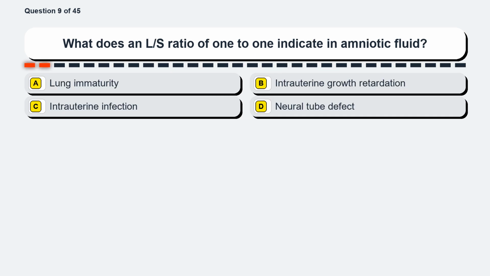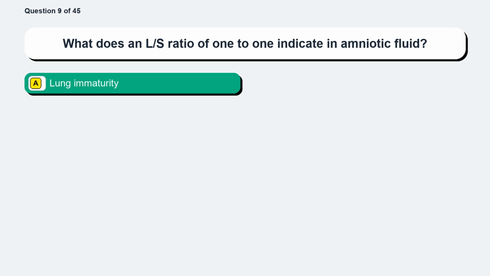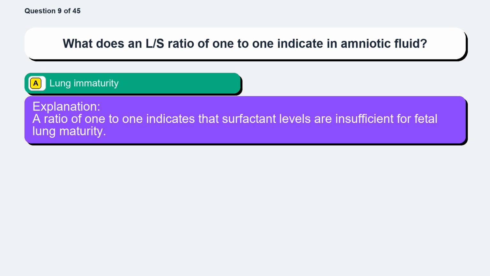Question 9. What does an L/S ratio of 1:1 indicate in amniotic fluid? Option A. Lung immaturity. Option B. Intrauterine growth retardation. Option C. Intrauterine infection. Option D. Neural tube defect. The correct answer is option A. Lung immaturity. A ratio of 1:1 indicates that surfactant levels are insufficient for fetal lung maturity.